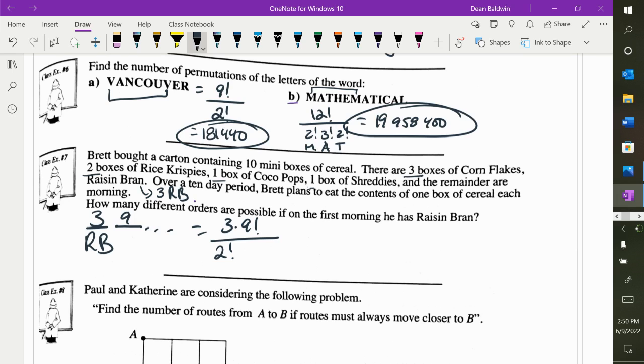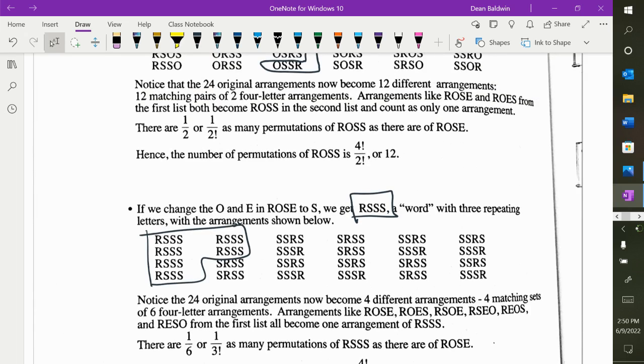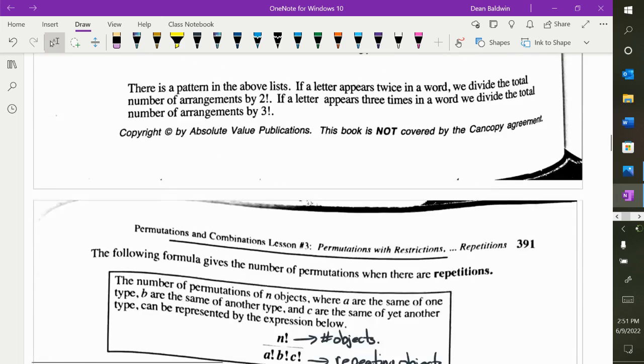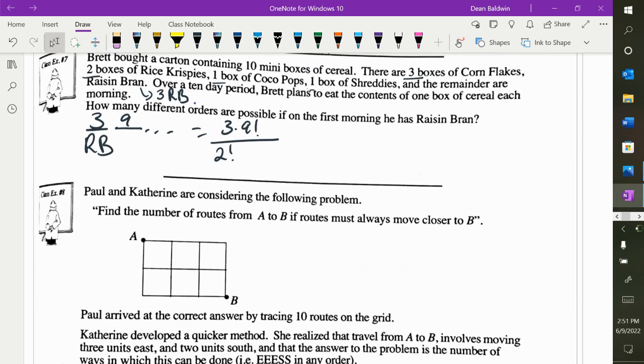When you have repeating letters, if I rearrange them, you get the same one multiple times. So instead of getting all complicated and saying we can't have this one this day, this one this day, it's just that you'll get the same order even if you choose a different box.